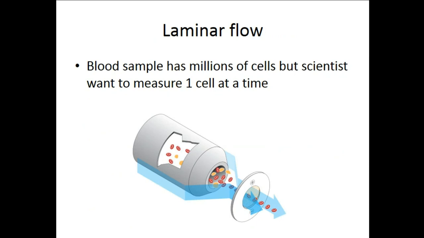Now, I talked about hydrodynamic focusing. I'll also expect you to describe laminar flow. Okay? So a blood sample has millions of cells, but the scientist wants to ensure that only one cell arrives at the laser at any one time. Here you can see in the nozzle, you have a whole mixture of cells, but by the time it comes out the end of the nozzle, you have a single cell stream. The creation of that single cell stream is called hydrodynamic focusing.